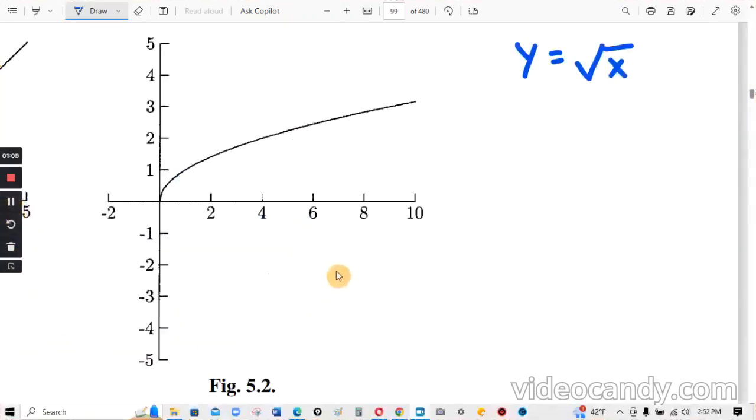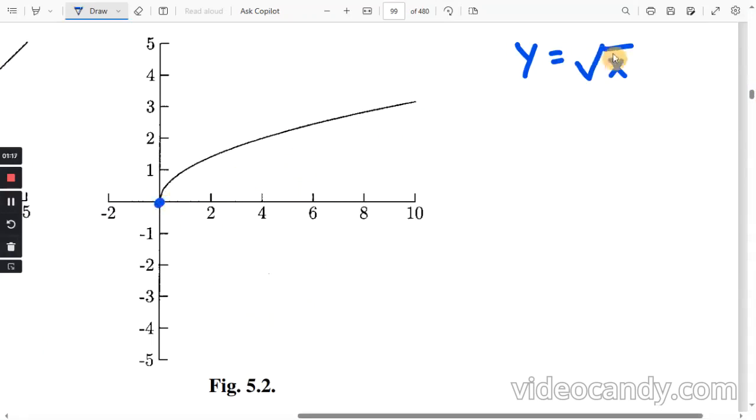So if you recall at the beginning of the chapter, we covered the graph of y equals radical x. All right, if you plug in x equals 0, you'll get y equals 0. If you plug in x equals 4, radical 4 is going to be a 2. All right, if you plug in x equals 9, radical 9 is going to be a 3, and so on. Okay, so that's y equals radical x.